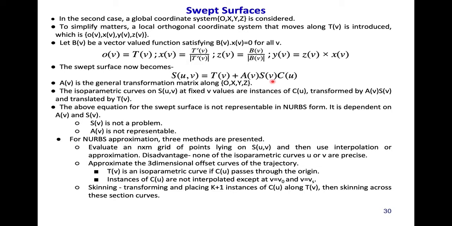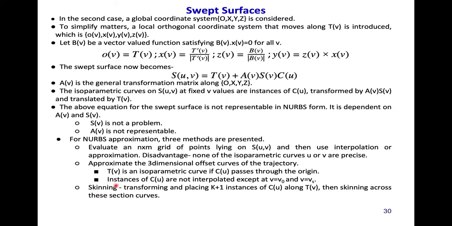S of v does not cause any problems, but A of v does, as it is not representable in the NURBS form. To make it representable in the NURBS form, we have three solutions. The first one is interpolation or approximation. In interpolation, we need a curve and we are going to use it for the entire process. But here in the swept surface, none of the curves are precise. We are so unsure. So this method is not reliable. The next one is approximating the trajectory using these two cases. That is, we consider T of v as an isoparametric curve only if the section curve passes through the origin. Otherwise, it is not taken as an isoparametric curve. And the third and the most reliable solution is skinning, where we take the instances of the section curve along T of v and then skin them from the beginning.